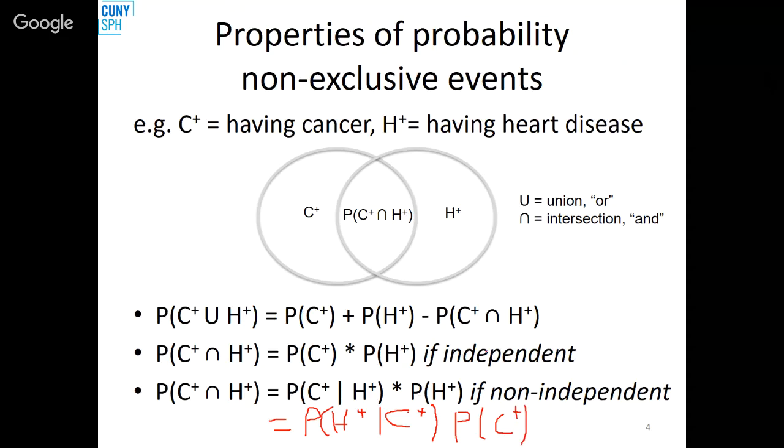So both of these things will give you the probability of having cancer and heart disease. And the right-hand side of these equations, it turns out, gives you Bayes' rule. All you have to do is take them and divide them through either by the probability of heart disease or by the probability of cancer, and it gives you Bayes' rule. So Bayes' rule is just a basic property of probability that tells you there are these two ways of writing the intersection.